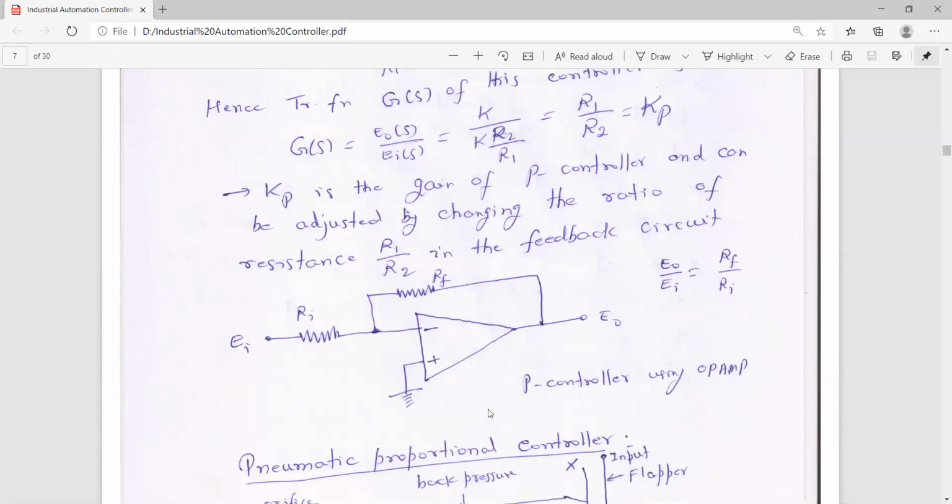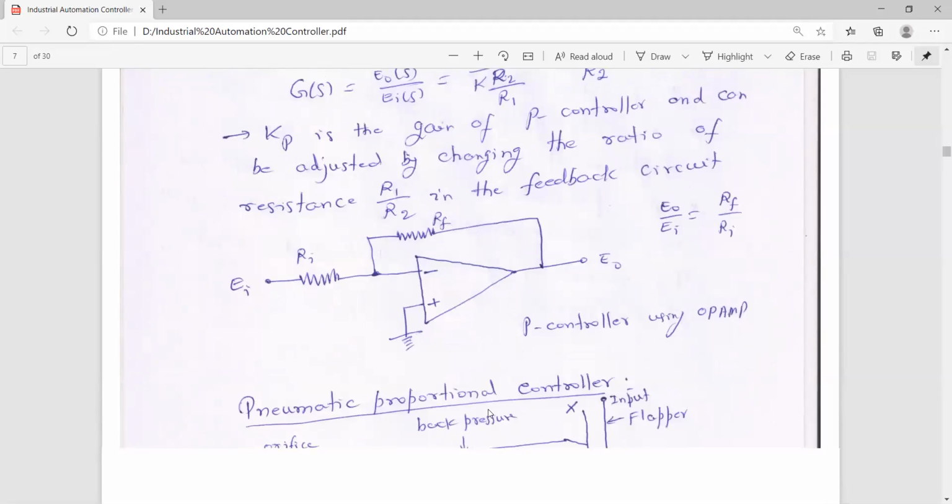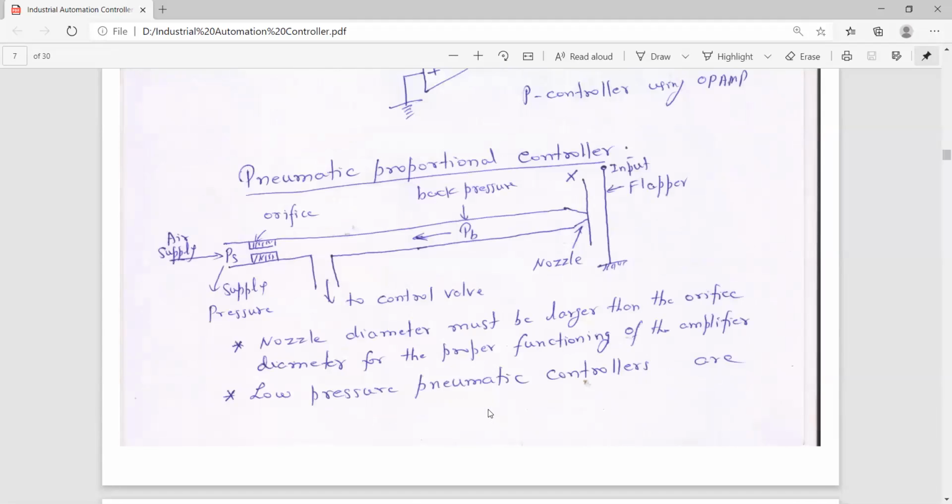Now, another one is the operational amplifier diagram. Next, the same proportional controller can be realized. This one was the electronic way. In the pneumatic way it can also be applied. So in the case of the pneumatic proportional controller, the arrangement is between the flapper and nozzle. This is the major component, flapper and nozzle.